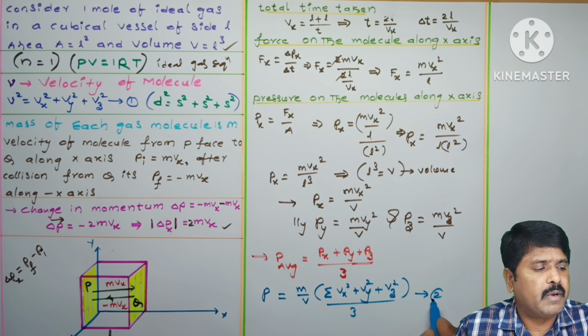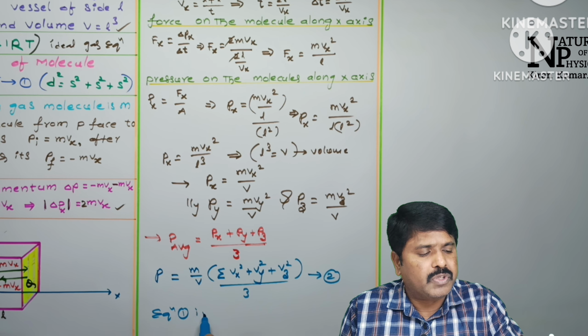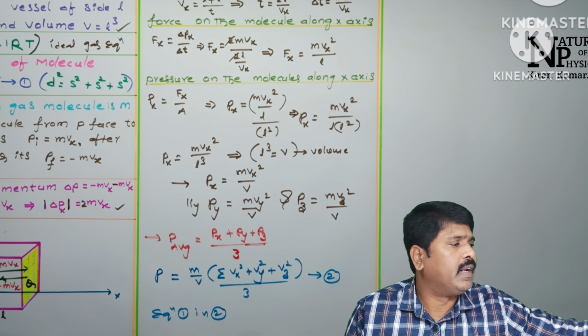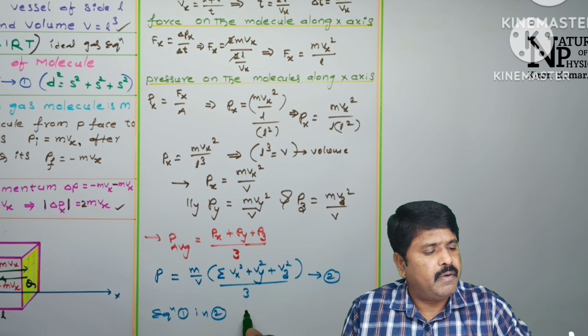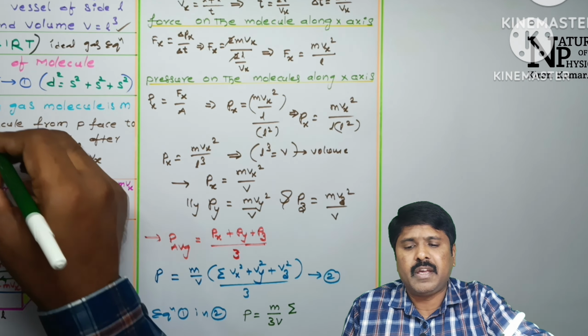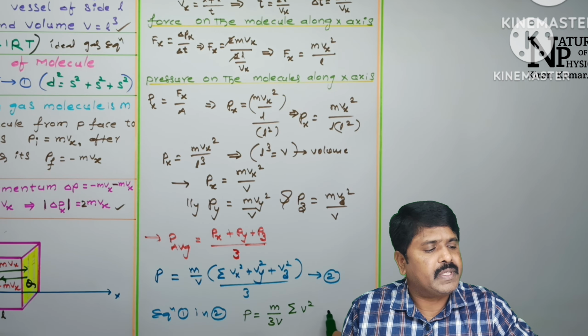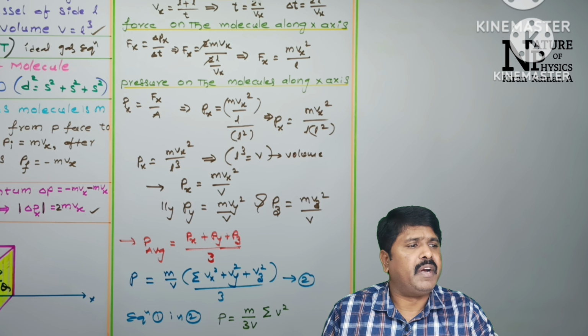Now this is equation number 1. Next step I'm going to write like this, equation 1 in equation number 2, so that we will get P which is equal to m divided by 3V into sigma Vx square plus Vy square plus Vz square, which is equal to V square. And in the continuation step, capital N is multiplying and dividing, student.